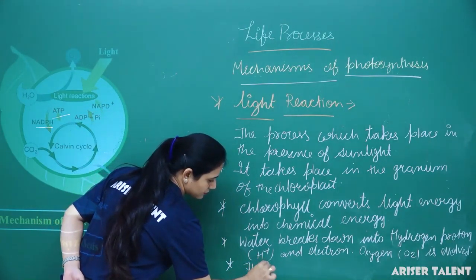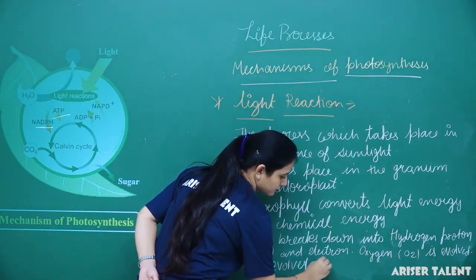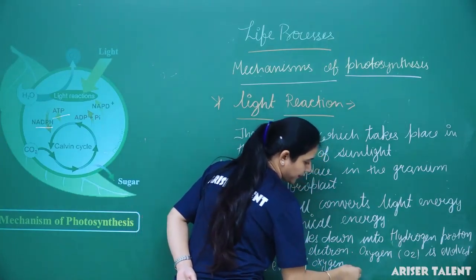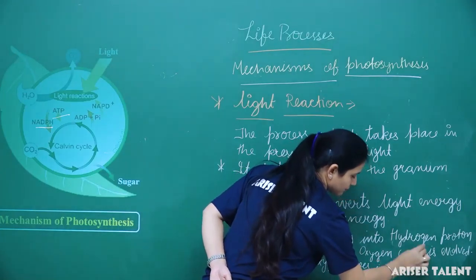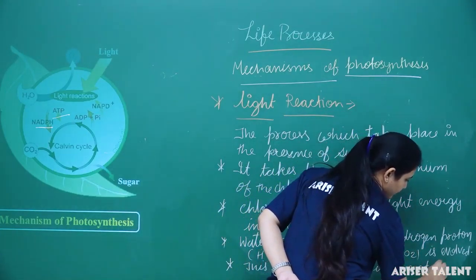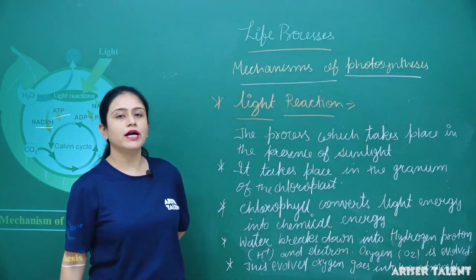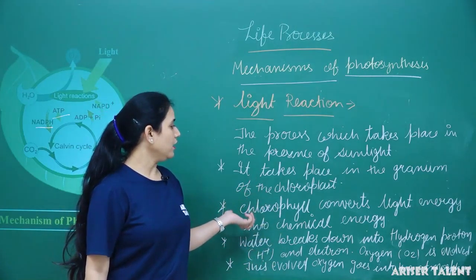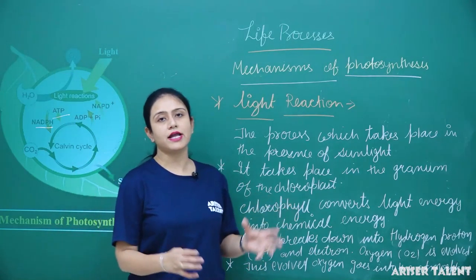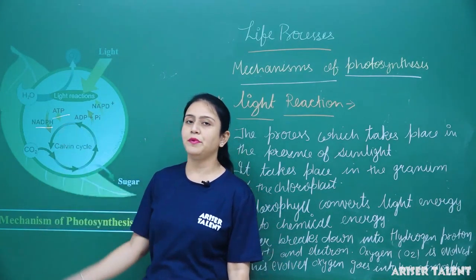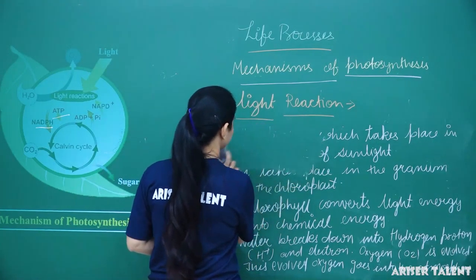This evolved or released oxygen goes into the atmosphere. Okay, as I told you, during this reaction chlorophyll converts the light energy into chemical energy. So in this process, the energy is released in the form of ATP and NADPH. Okay, let me mention the next point.